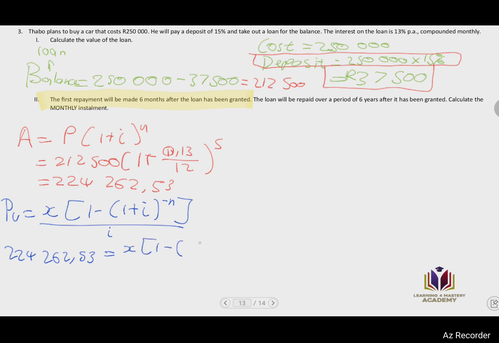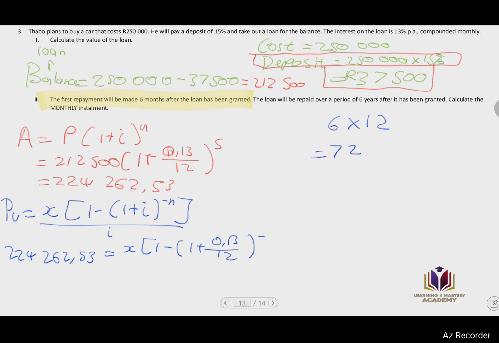1 minus (1 + 0.13/12) to the power of n. Then to get your n, you're just going to say the 6 years, because it's compounded monthly, you multiply it by 12. It gives you 72, right?